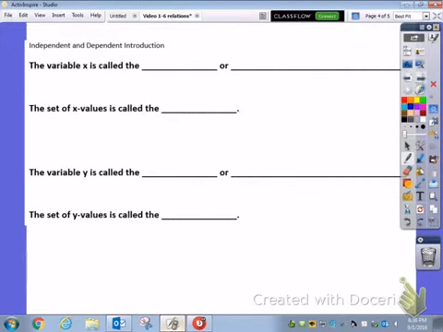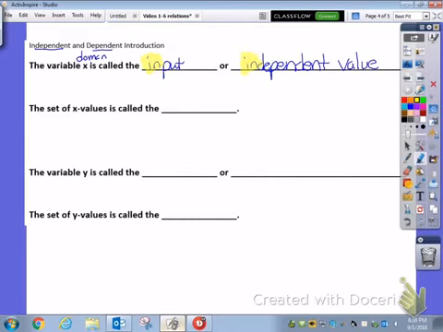Now, that was your mapping, okay? Now we're going to look at independent and dependent. The variable x, okay, remember x is your domain. It is also the input. It's what you plug in. When we say plug it in, that's the number we plug in. That is also the independent value. It stands alone. It's what determines everything else. So the domain, the input. And the way I like to remember input and independent, they're both in. So the variable x is your input, it's the independent.